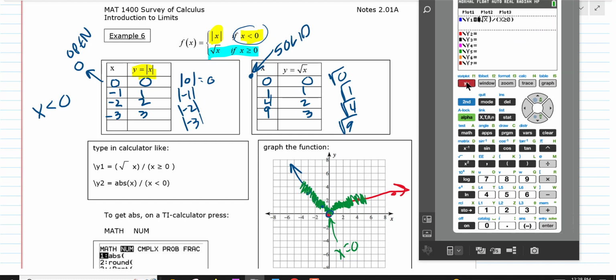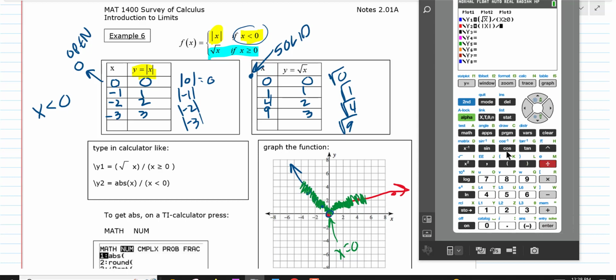Okay, now I'm going to go back to y2, and I do the same thing. Now, the way you find absolute value is you have to press the math button, then you have to move the right arrow to num, and then you got ABS on that one right there. So you have to go like that, and then you put in your x. So it's just kind of a matter of knowing where everything is on your calculator. Okay. Then we do the same thing.